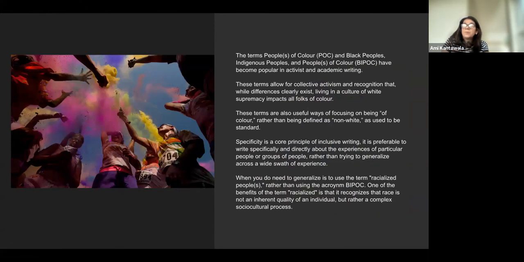The term BIPOC is becoming increasingly popular in activist and academic writing. It also has been questioned by many. So again, I'm not challenging that here. I'm simply putting this out there for us to consider, because these terms really allow for collective activism and recognition that while differences may exist, living in a culture of white supremacy impacts all folks of color. They're also a useful way of focusing on being a person of color rather than being defined as non-white, because if you don't see color, you don't see me.